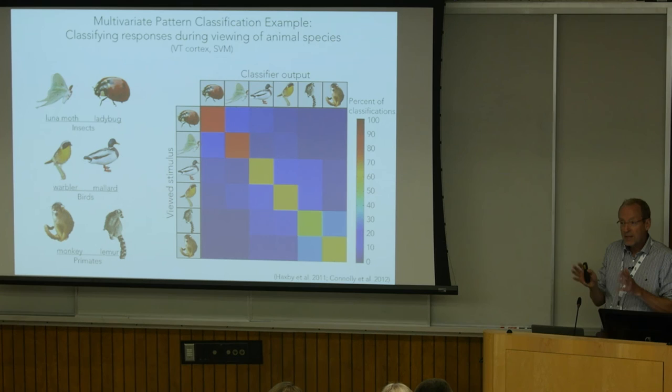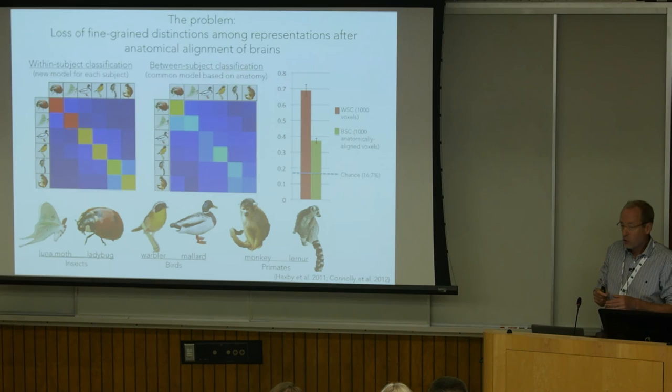Okay? So what happens if you try to do the same kind of analysis where you build the model, let's say, on 9 subjects' data and then test the left-out 10th subject to see if you can classify these stimuli? So this is a confusion matrix for a between-subject analysis like I just described. And you can see it's just not nearly as pretty as this confusion matrix. And over here in the histogram, you can see that the overall accuracy goes from about 68%, with 17% being chance, down to about 37, 38%. So it's a drastic drop.